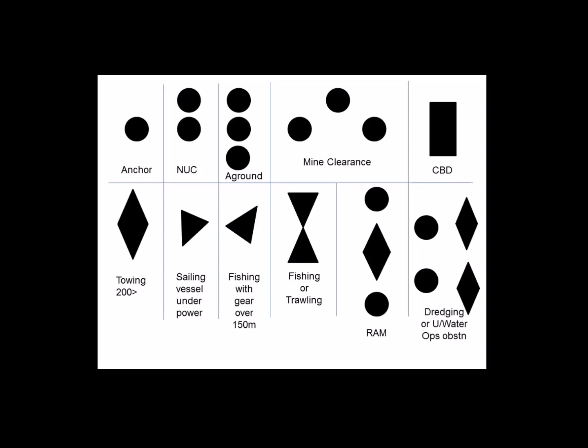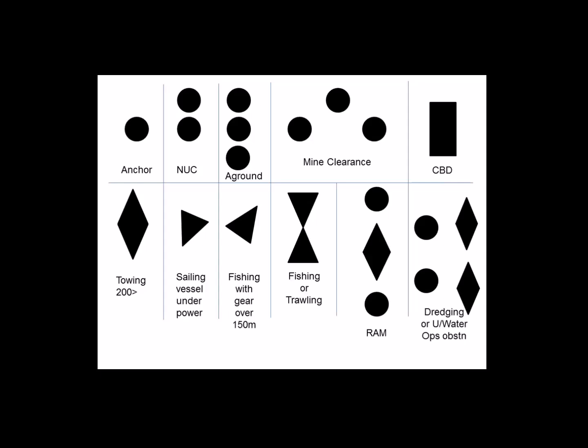Now with the 11 signals, we have an anchor signal, a signal for not under command, for aground, for mine clearance, constrained by a draft, towing when the length of tow exceeds 200 metres, a sailing vessel under power, a combined signal for fishing or trawling, and then an additional signal for fishing only when the gear extends more than 150 metres into the seaway, a signal for a vessel restricting its ability to manoeuvre, and additional signals for vessels engaged in dredging or underwater operations when there is an obstruction on one side.